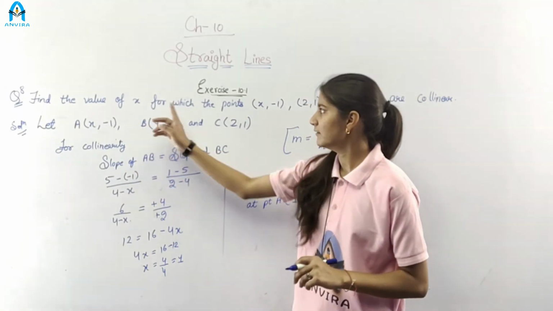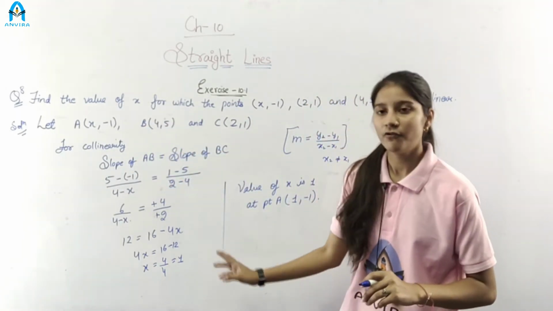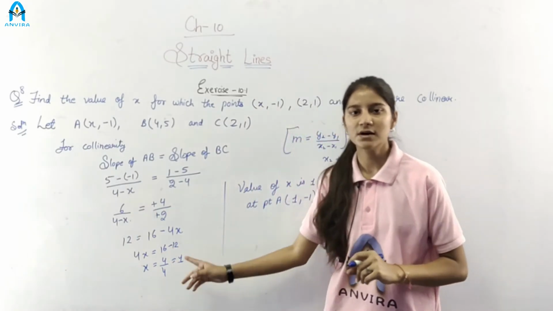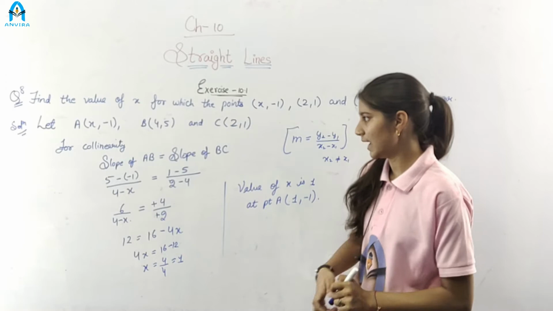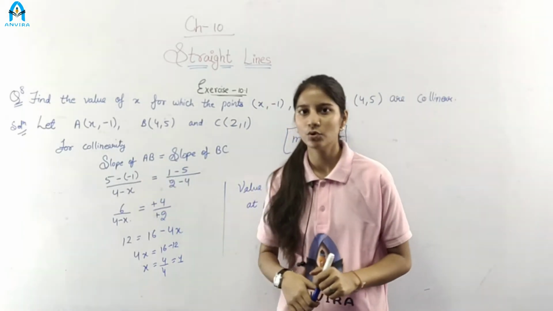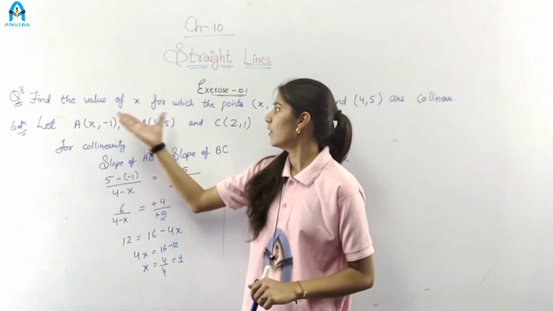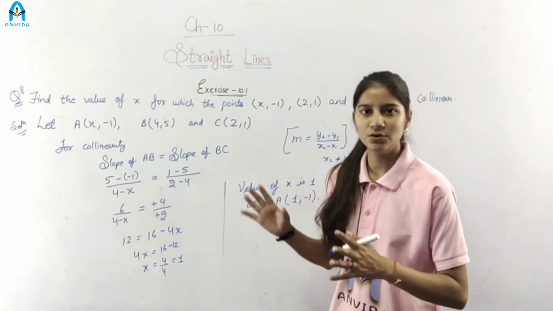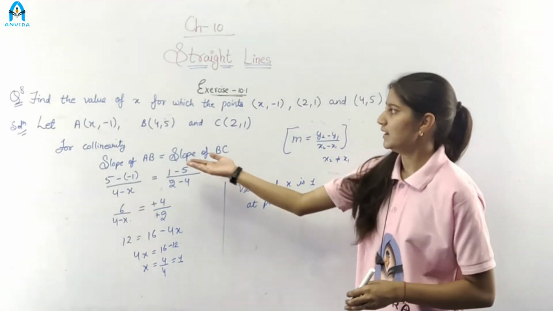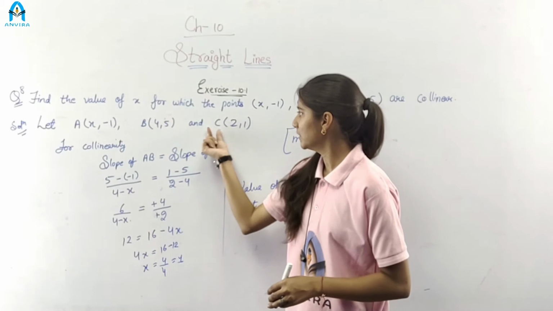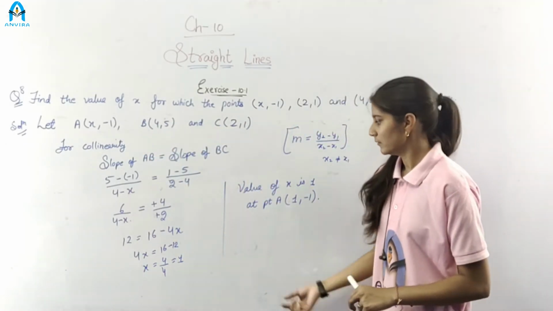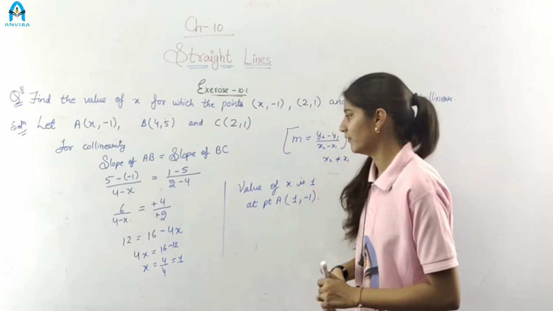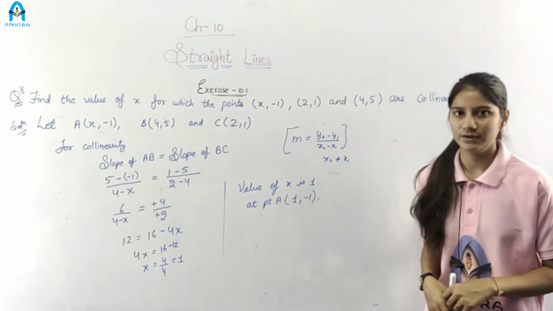So we had to find the value of x, and for this we applied the condition of collinearity. In this we know that the slope of AB is equal to the slope of BC, or the slope of AC is equal to the slope of BC. You can write it in any way you want. So the value of x is 1. Take a screenshot of this.